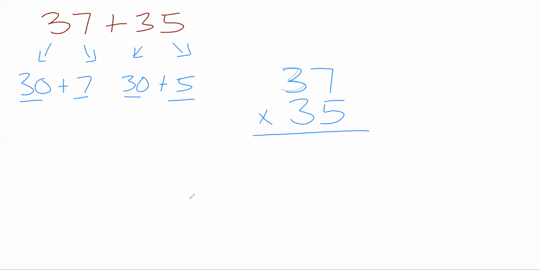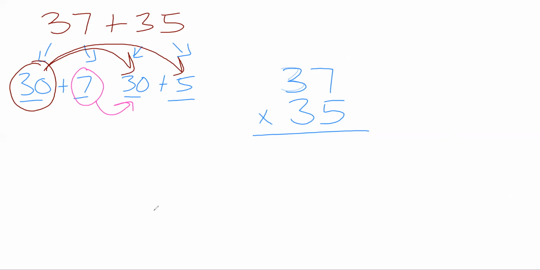And then we have to start thinking about how we multiply all these numbers together. Like each one has to be multiplied with each one. So like this 30, I'll have to multiply it by that 30. And then this 30, I'll have to multiply by that 5. And then this 7, I'll have to multiply by this 30. And then I'll have to multiply by 5. Because that's what I'm doing. I'm multiplying each part. And that is literally the same thing I would be doing with an area model.